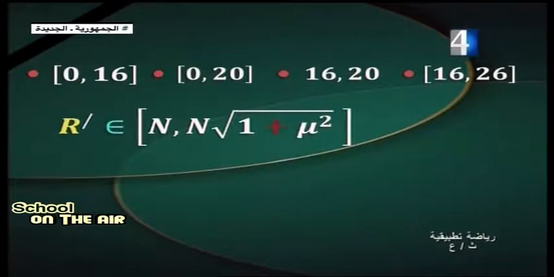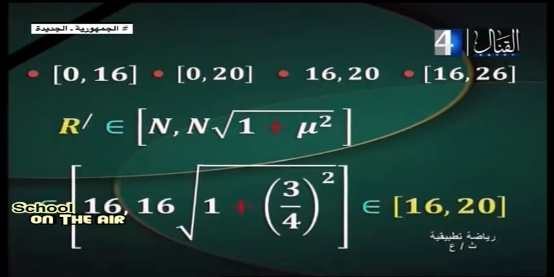We know, my dear student, this rule: the resultant reaction R' belongs to the closed interval from the normal reaction N to N square root of 1 plus μ squared. Remember, my dear student, this is the value of R'. Therefore, by substitution, we deduce that R' belongs to the closed interval [16, 20].